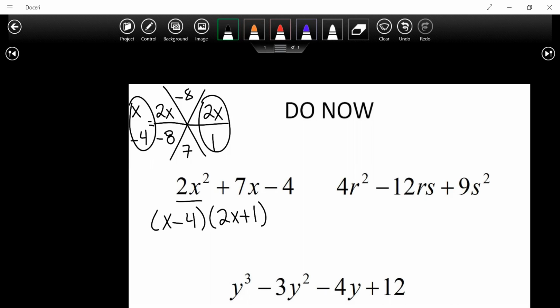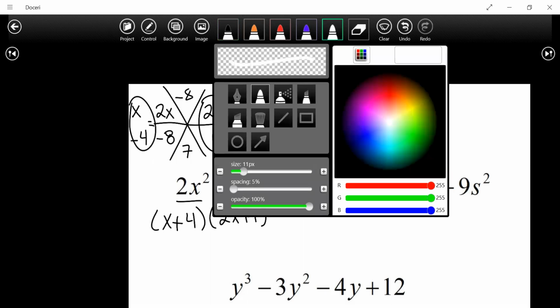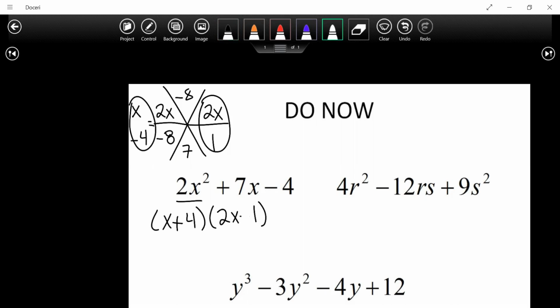Does it matter if I put the 2x plus 1 up in front? Yes. Oh, yeah. So this becomes this. Yeah, other way. Other way. Thank you. Sorry. You're right. 8, -1. Okay. Thank you. We good?